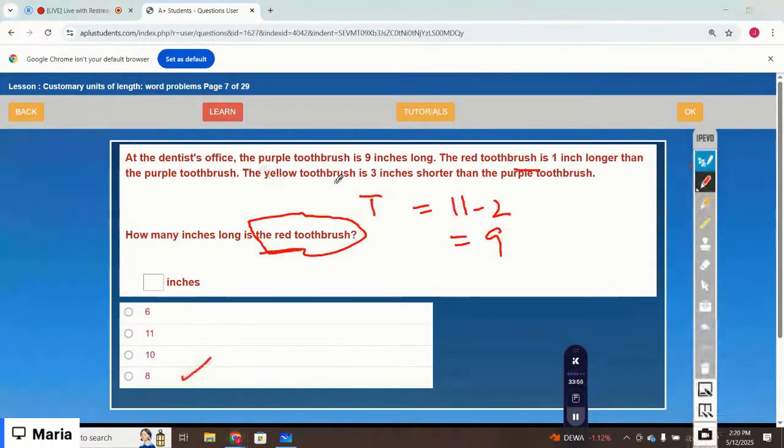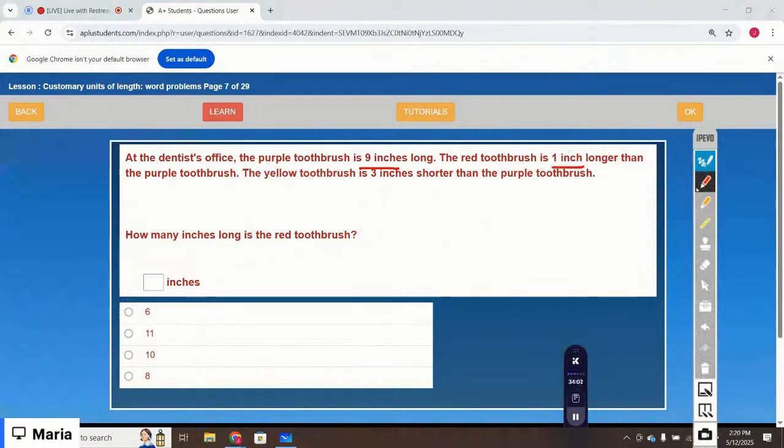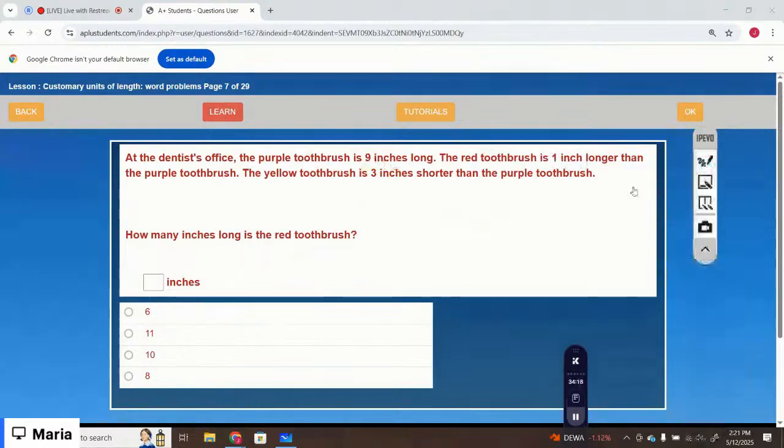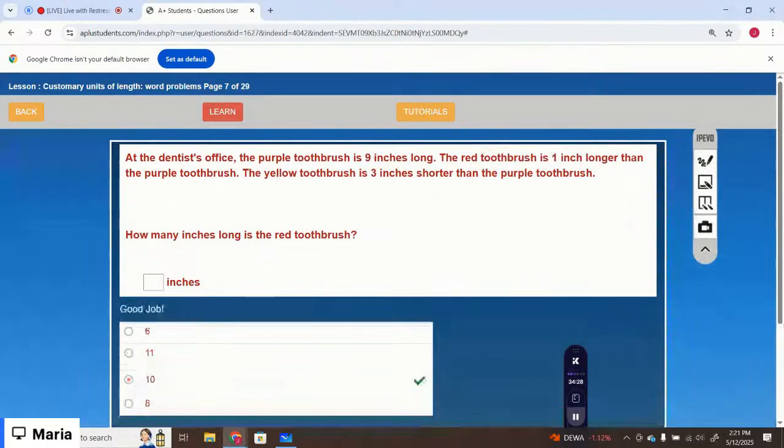So the purple toothbrush is 9 inches long. The red toothbrush is 1 inch longer than purple. The yellow toothbrush is 3 inches shorter than the purple toothbrush. We need to find the length of the red toothbrush. So the red toothbrush is 1 inch longer than purple. Purple is 9, 9 plus 1 is 10 inches. Option number 3 is the correct option. That would be 10 inches long.